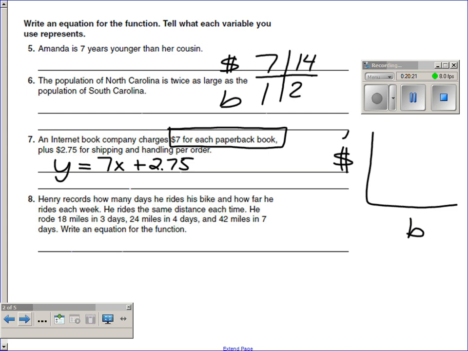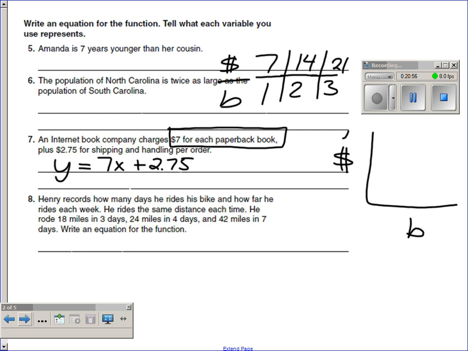How much would we pay for 2 books? 14. How much would we pay for 3 books? 21 bucks for 3 books. Now we'd have to add our $2.75. Okay? This is called a unit rate. Everybody see this as a unit rate here? $7 for every book. For every one book, it's $7. So for 2 books, you're going to pay $14. For 3 books, you're going to pay $21. And then we just have to add $2.75 to get our total cost.